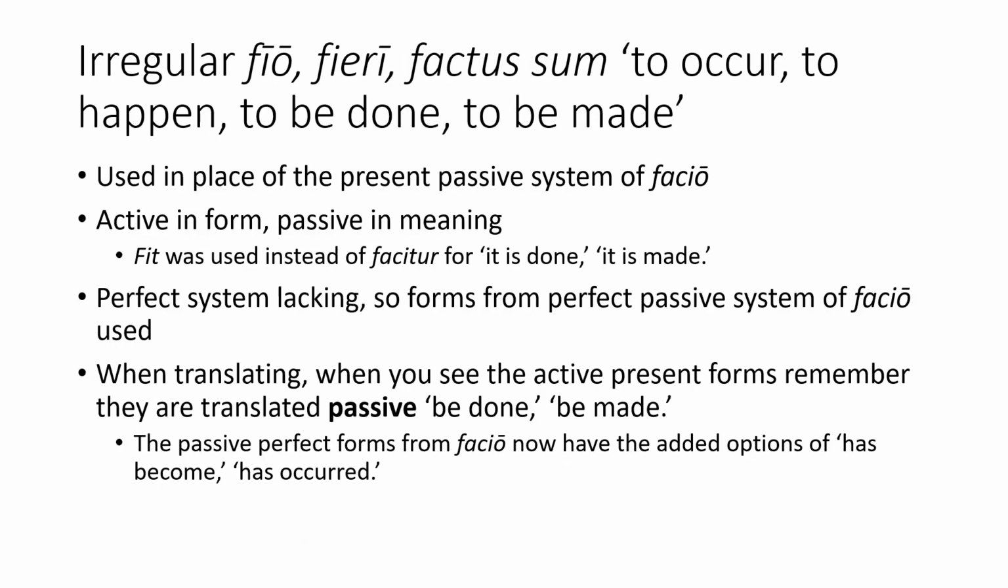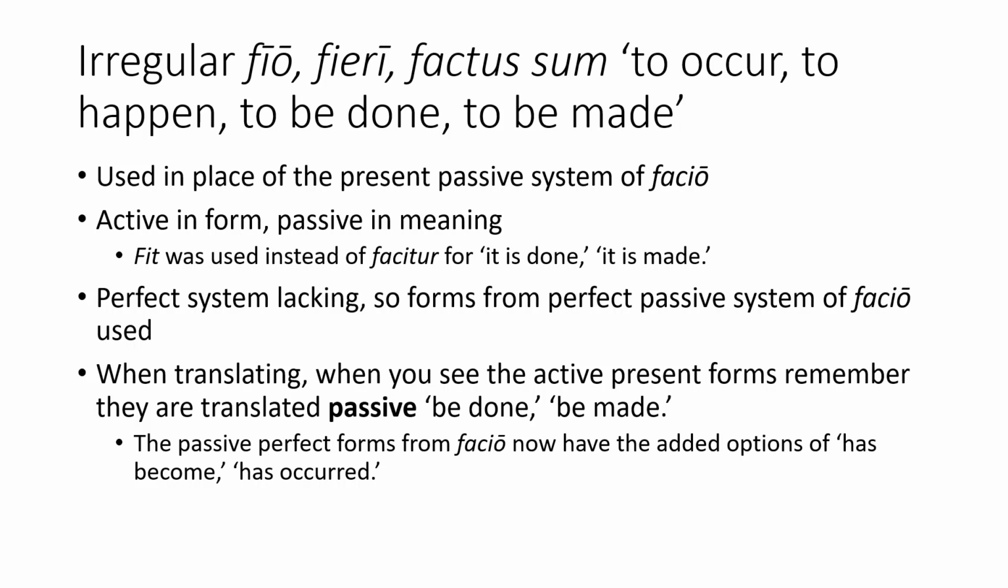This chapter also introduces the irregular verb fio, fieri, factus sum, which means to occur, to happen, to be done, or to be made. It is most often used in place of the present passive system of facio. It is kind of like the opposite of a deponent in that it is active in form, but passive in translation.